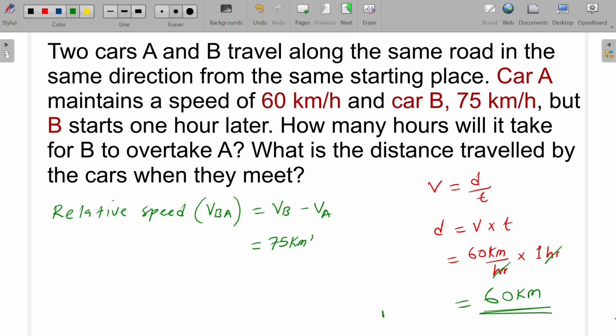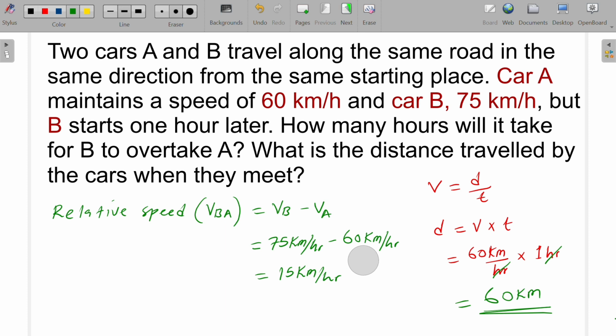kilometers per hour, and this will be subtracted by 60 kilometers per hour. And when we do that, what we are getting is 75 minus 60 is 15 kilometers per hour. So that's what we have as our relative speed.